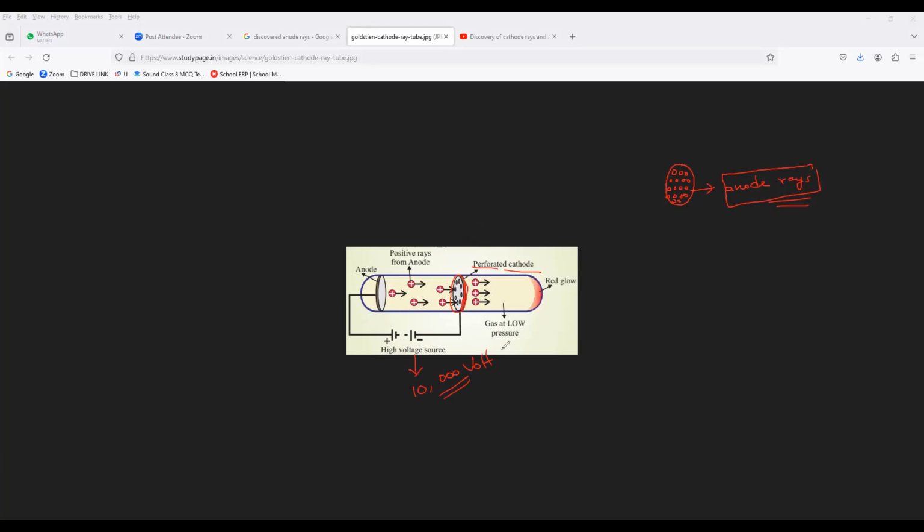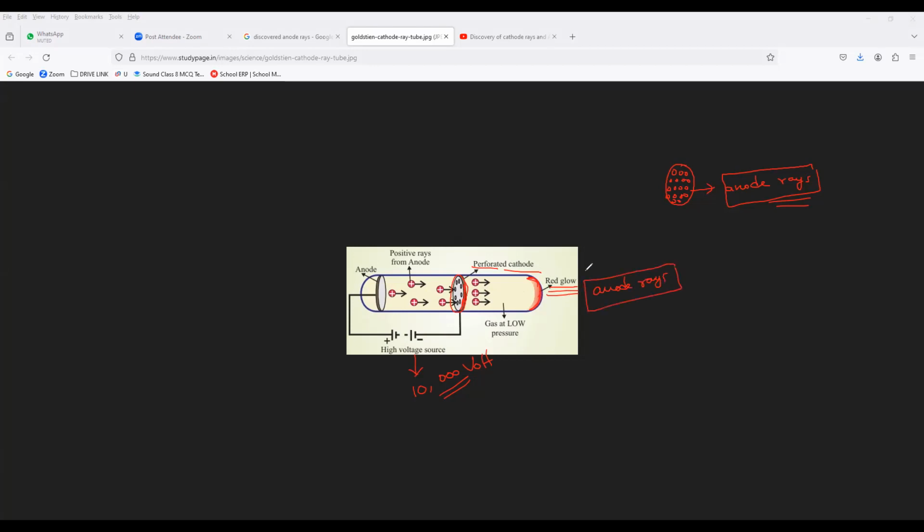So you can see very dim luminous rays extending from the holes of the perforated cathode. And you can notice the color, everybody. Red color light will be forming on the opposite side of this one. That is the anode thing. That red color glow is what we call anode rays. That experiment I will show you in an animated video.